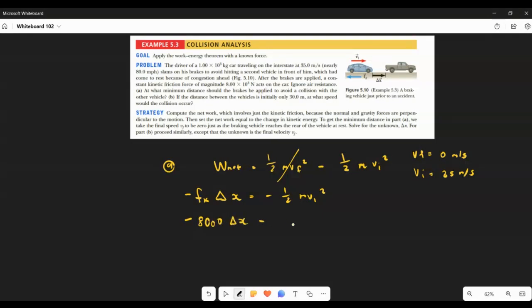Okay, down now, delta X equal to minus half the mass given to us, and that should be 1,000 as well, around 1 ton. Could be like a Kia Picanto or something. And we have VI squared, right? So VI, my bad, we know what VI is, and that's 35. Right. And then we have delta X.